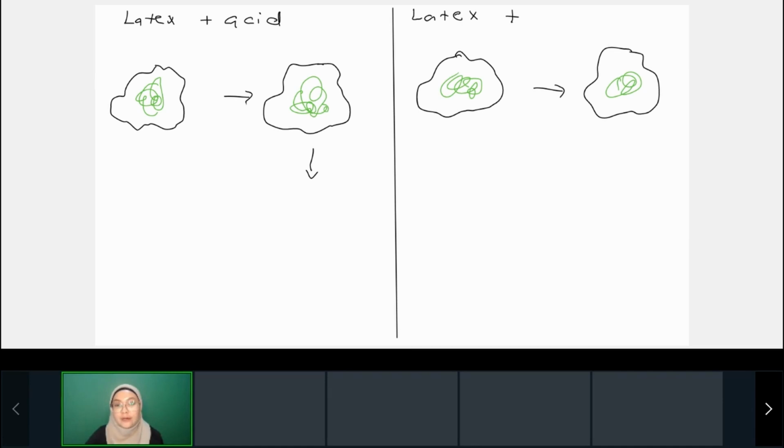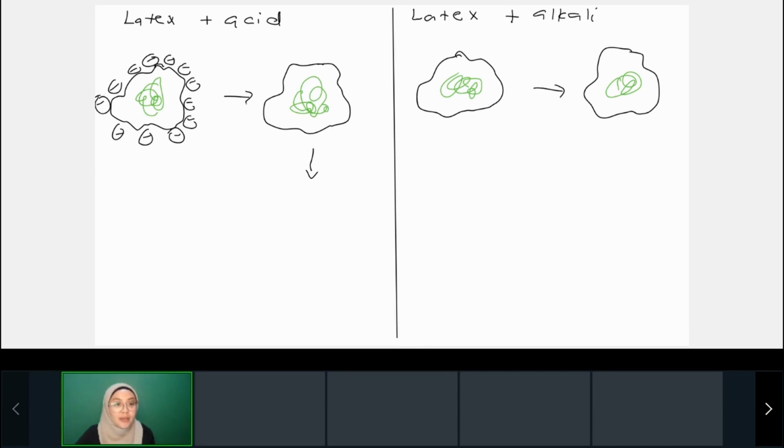You add the alkali, let's say ammonia. Okay, the green one over here is the rubber, the latex one. The black one is the membrane of the latex. The membrane of the latex has a negative charge, lots of negative charge. Negative, negative, negative. The membrane of the latex has a negative charge.